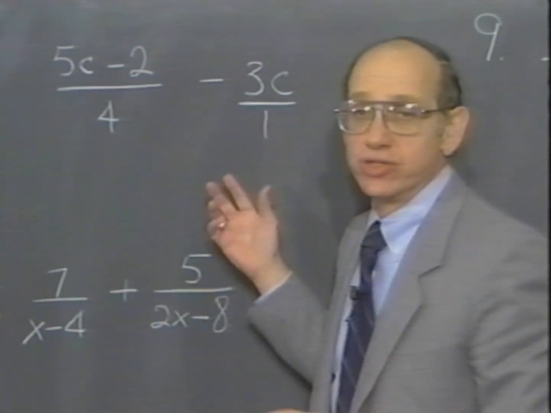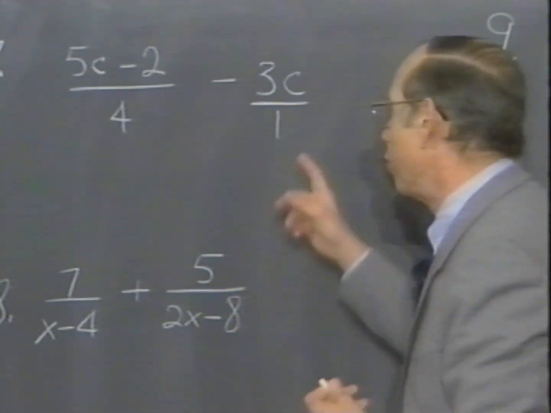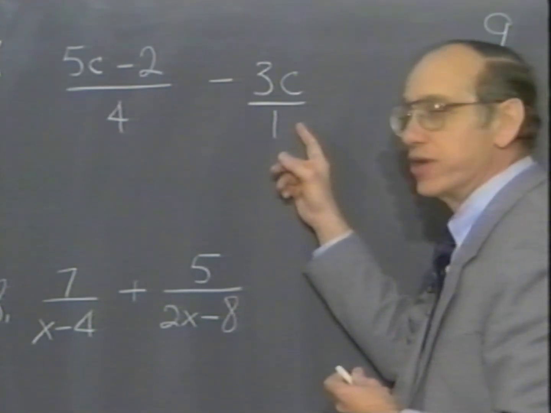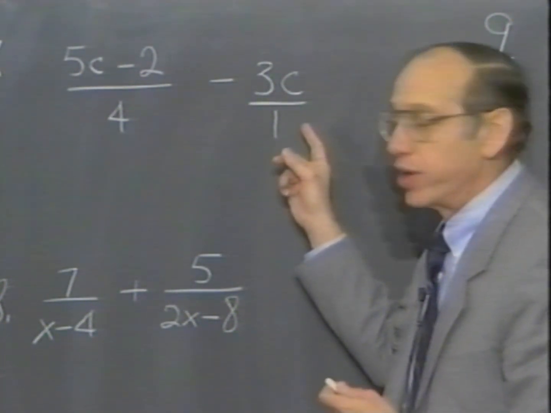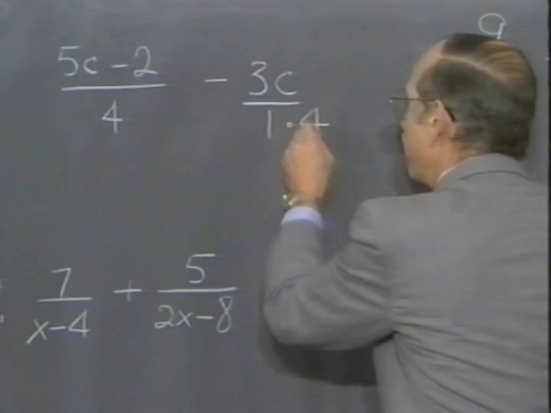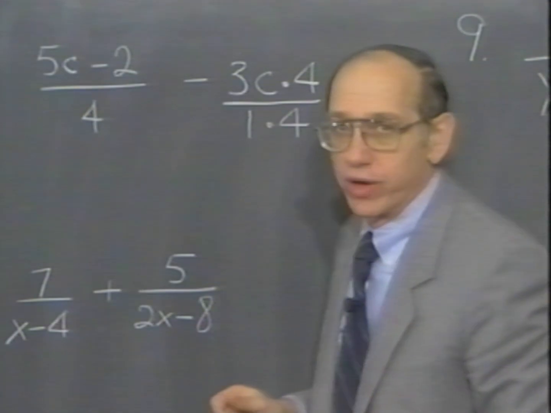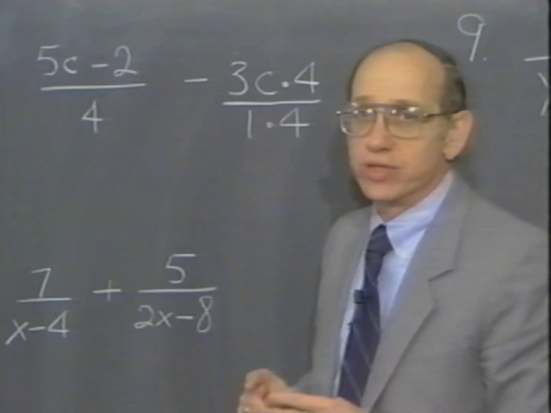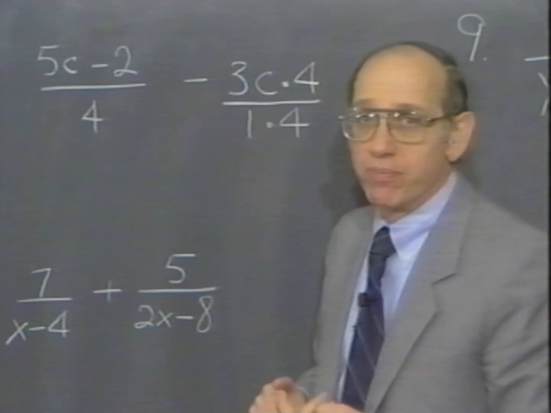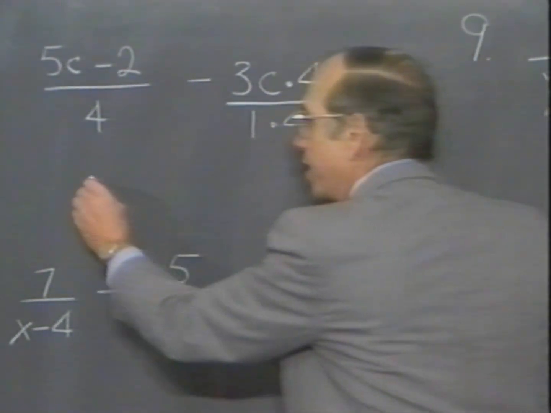One of the denominators is 1. And if we want to make these things have a common denominator, all we have to do is multiply the denominator of the second fraction by 4. So they'll both have denominator 4. So I simply multiply it by 4. But of course, that means I also multiply the numerator by 4. Remember, you've got to do the same multiplication top and bottom, or you're going to change the value of the fraction. Now I haven't changed anything.